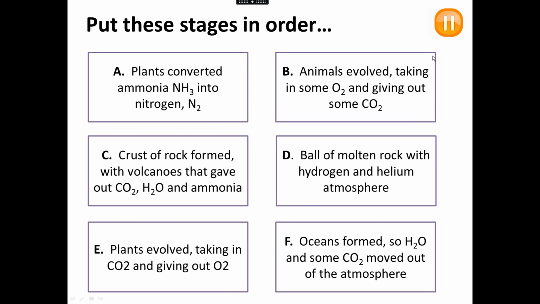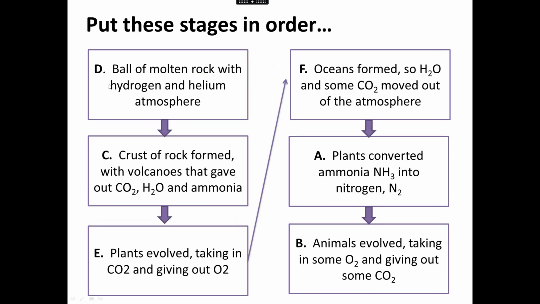Firstly, revision of last lesson. Put these stages in order. A slightly different answer to last lesson. Work it out, please. Pause the video for long enough to put these letters into order. Pause it now. Here we go with the answers. Firstly, D. Earth was a ball of molten rock with a hydrogen and helium atmosphere.